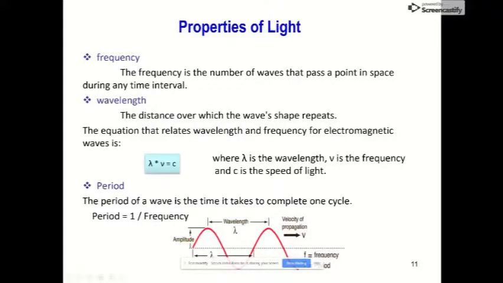The speed of light can be calculated by using frequency and wavelength as shown in the equation, and the period is 1 by frequency. That is, the time taken to complete one complete cycle of the wave is defined as period. So, these are the three properties of light.